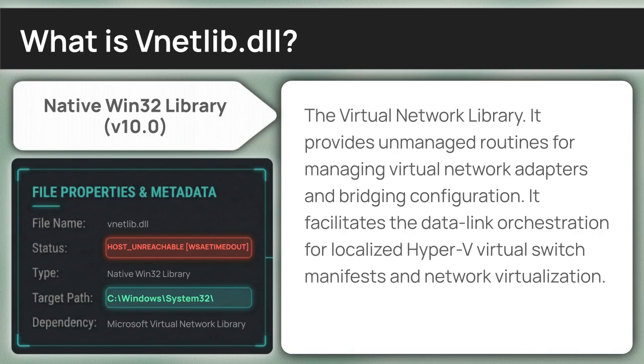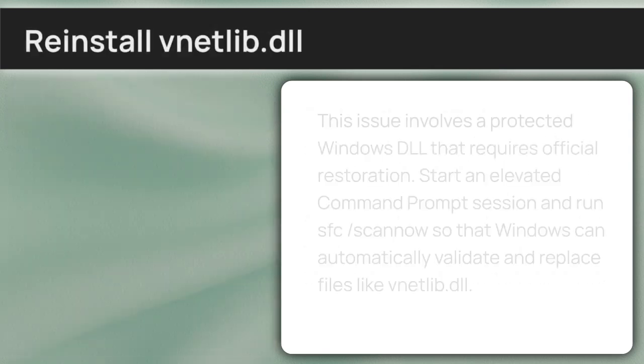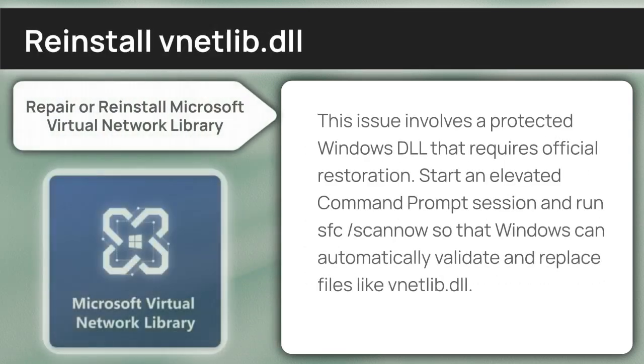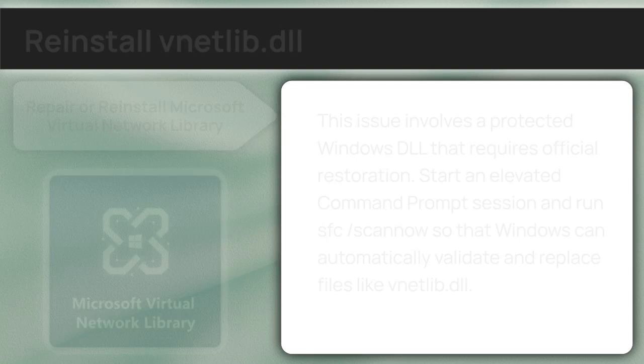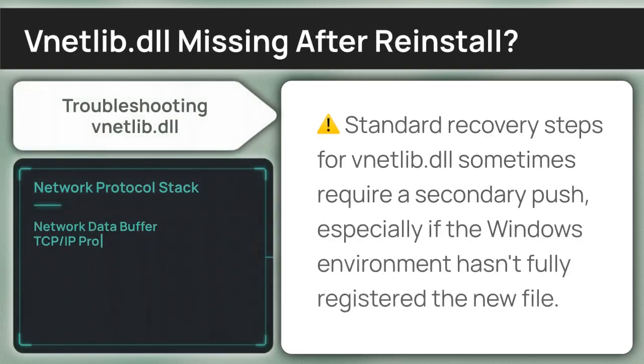Let's transition to the solution, starting with the official Microsoft redistributable. This issue involves a protected Windows DLL that requires official restoration. Start an elevated command prompt session and run sfc /scannow so that Windows can automatically validate and replace files like Vnetlib library. When the primary installation path fails, a more surgical approach to checking your system's environmental variables is required.